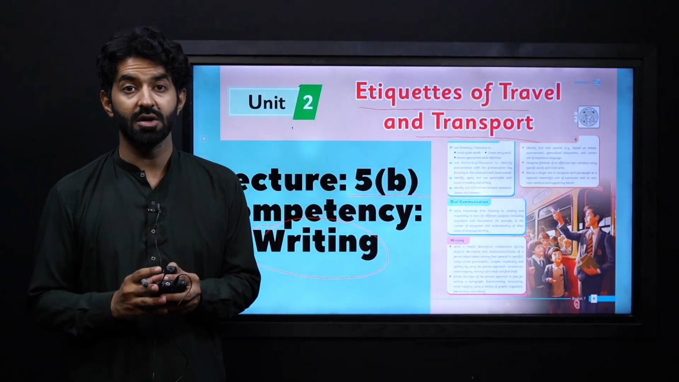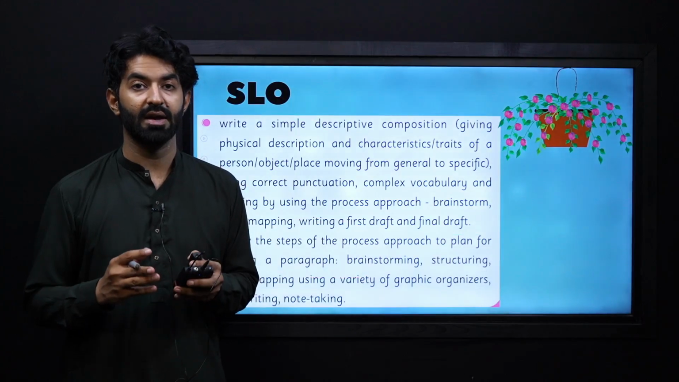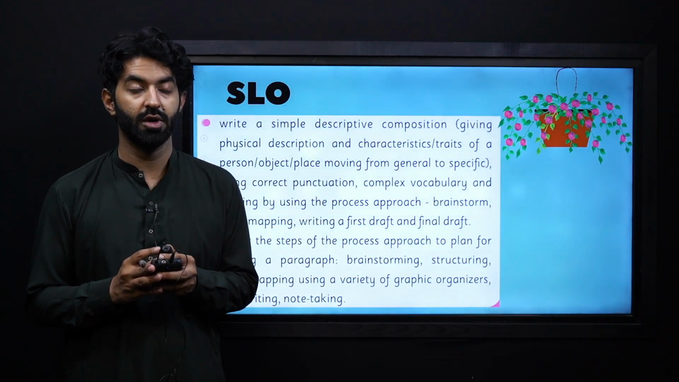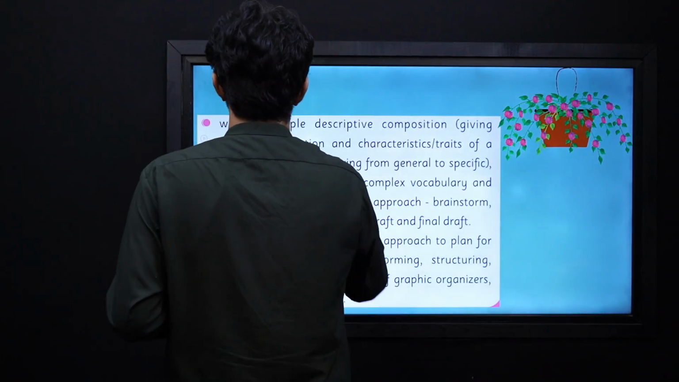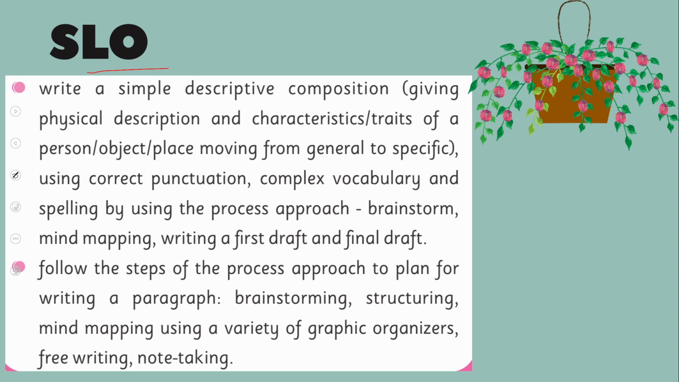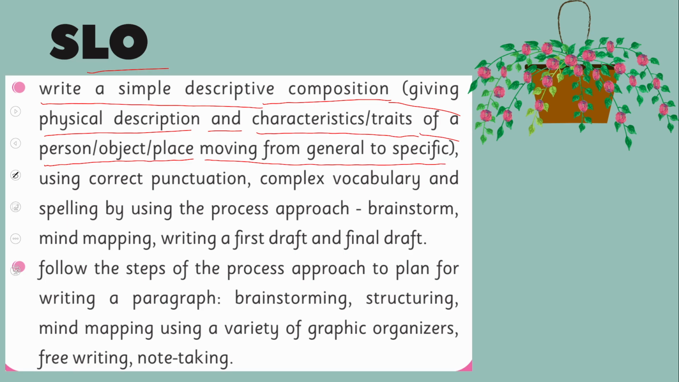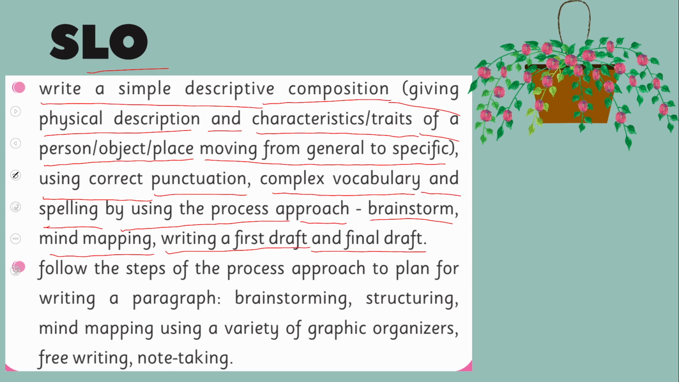Now, let's learn about our students' learning outcome and let's see what we are supposed to do in this video lesson. So, our SLO is: write a simple descriptive composition giving physical description and characteristics or traits of a person, object or place, moving from general to specific, using correct punctuation, complex vocabulary and spelling by using the process approach: brainstorm, mind mapping, writing a first draft and final draft.